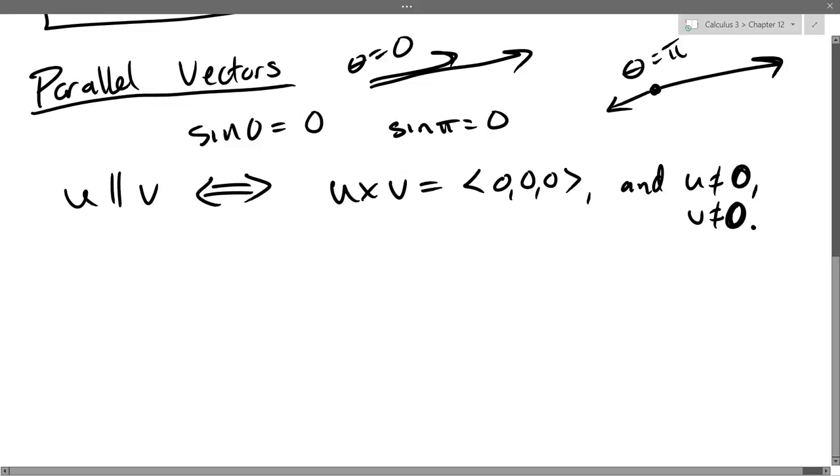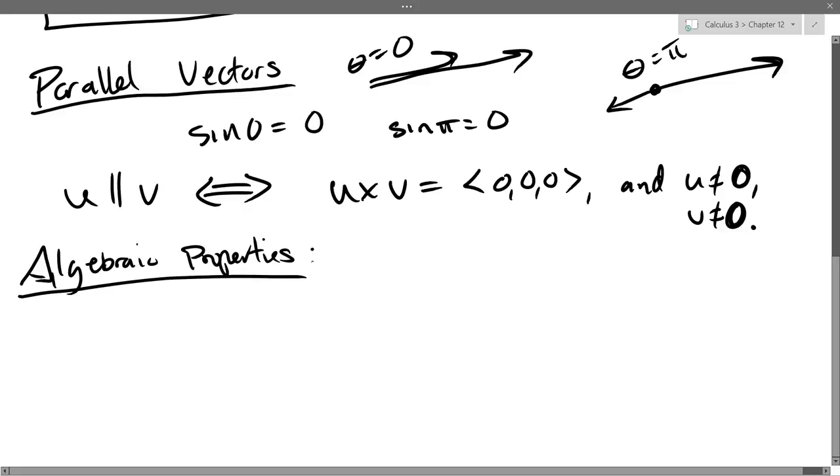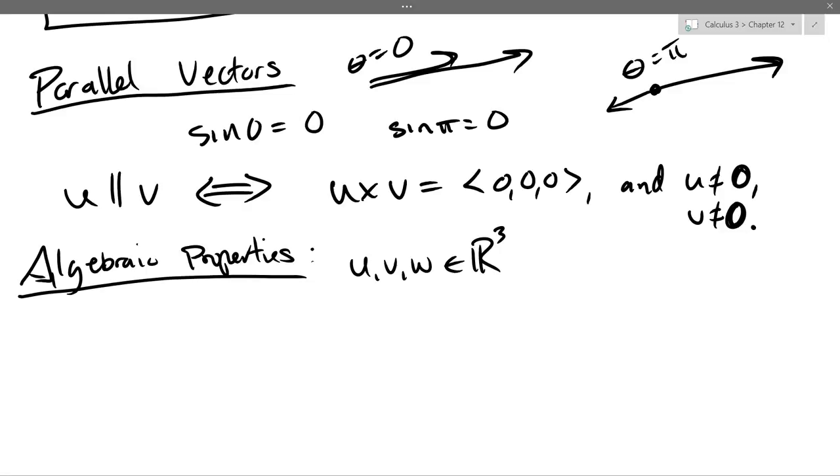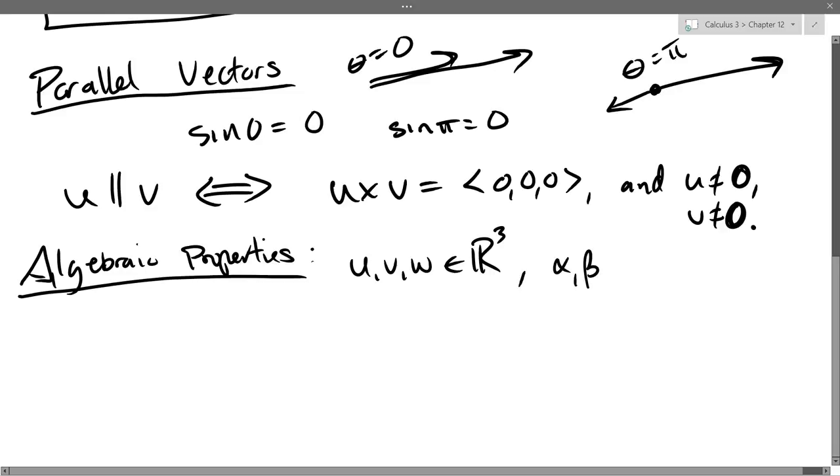All right, properties. These are going to be algebraic properties. So we'll get vectors u, v, w. And now, I'm not going to say they're in Rn. For a cross product, it's got to be three dimensions, so I can get very specific. It better be three-dimensional, or cross product won't make any sense. And we'll say alpha, beta will be scalars. So we've got vectors here, and scalars over there.